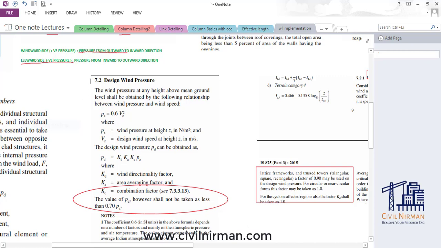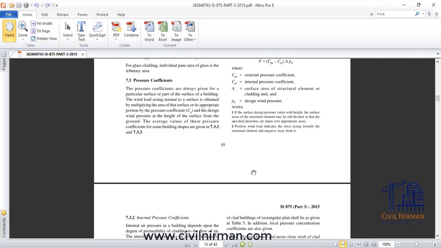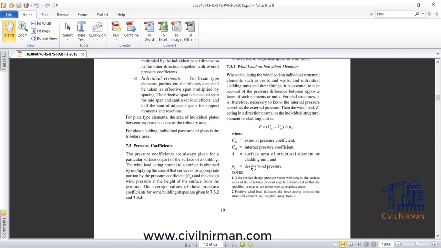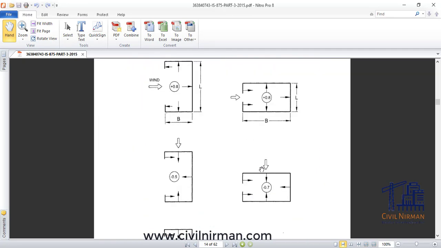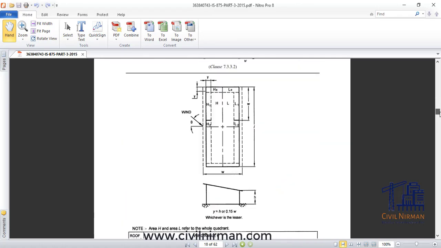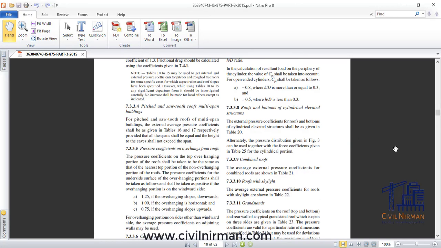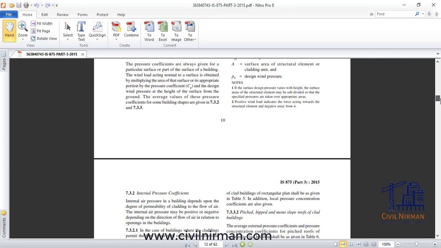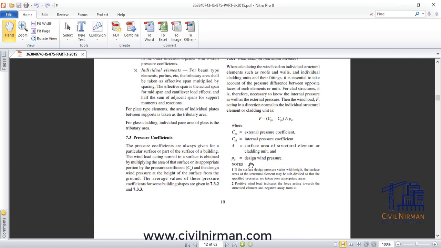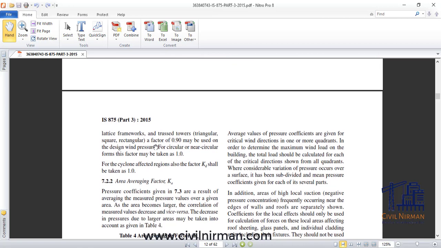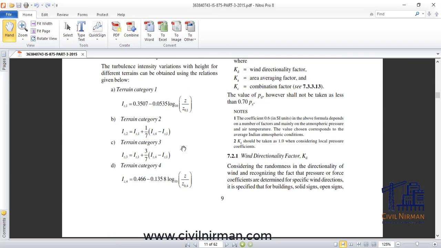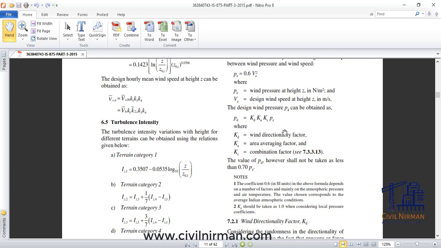So 7.2 clause is all about your wind pressure. Okay, parallelly I am showing you over here as well. All right, so now let's switch to the next part.